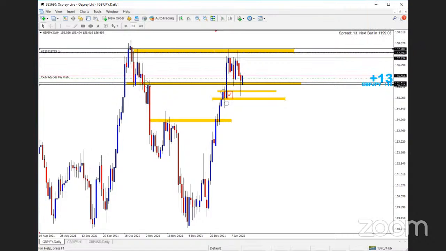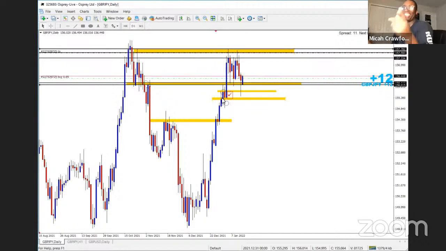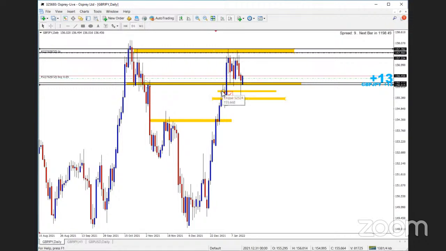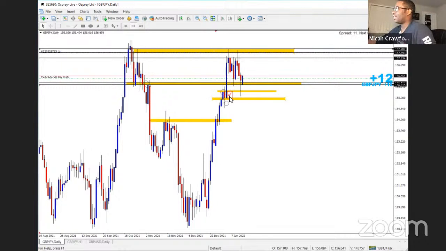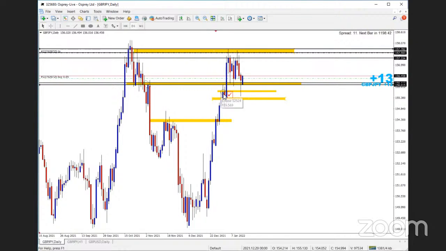Okay. I was wondering, is that considered consolidation after that engulfing candle? It seems like it's consolidating to me. Very good. Very good. That was consolidation. That is consolidation right there.